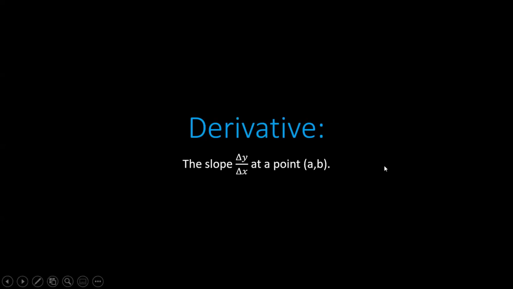Now, I said in the beginning of this presentation that we were going to connect derivatives and tangent lines. So let's think about it. This is the slope at a point AB. Well, what else do we have at a point AB? We have our tangent line. And well, what does a line have? A slope. So let's get to our final definition of a derivative.